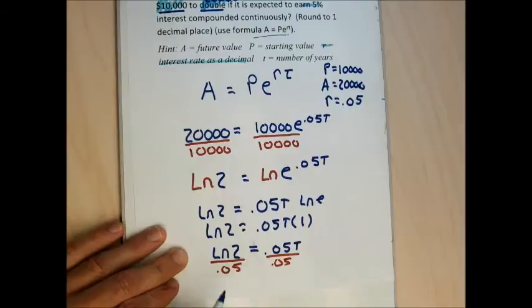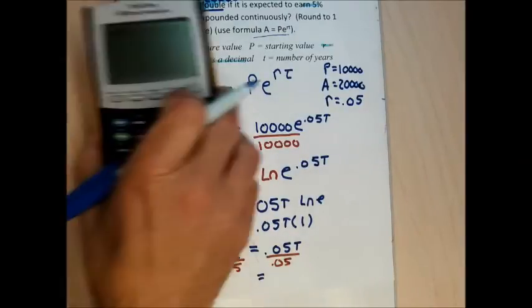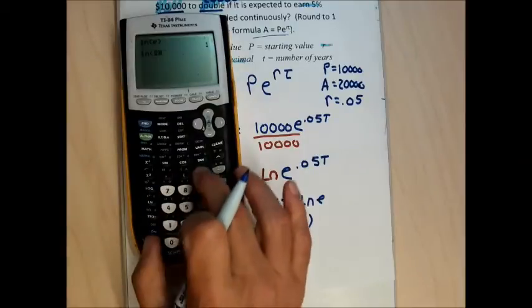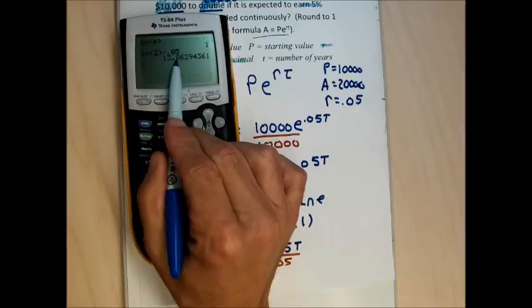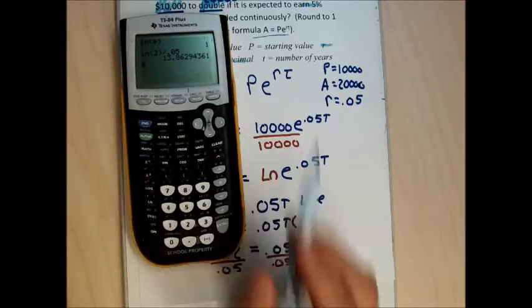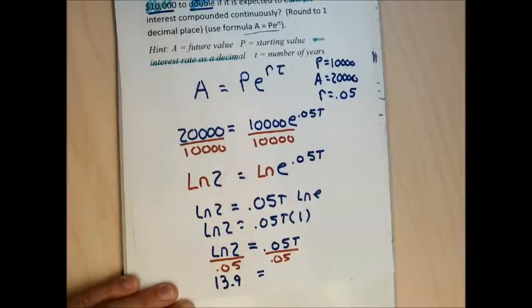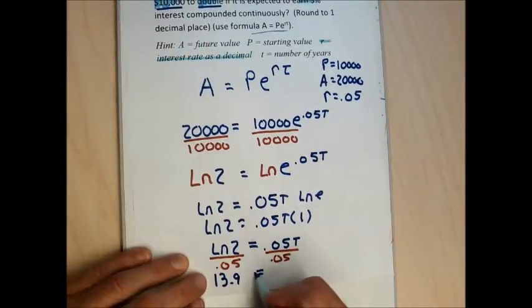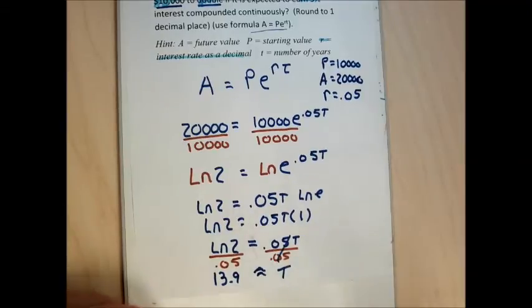I'm going to use a calculator and round to 1 decimal on the left-hand side. So on the left-hand side, I'm going to do the natural log of 2 divided by 0.05. And I'm going to round that to 13.9 because the 6 causes that 8 to round up to a 9. Done with the left-hand side. I should probably use squiggly equals because it's not an exact. And on the right-hand side, I cancel out the 0.05s and get the t.